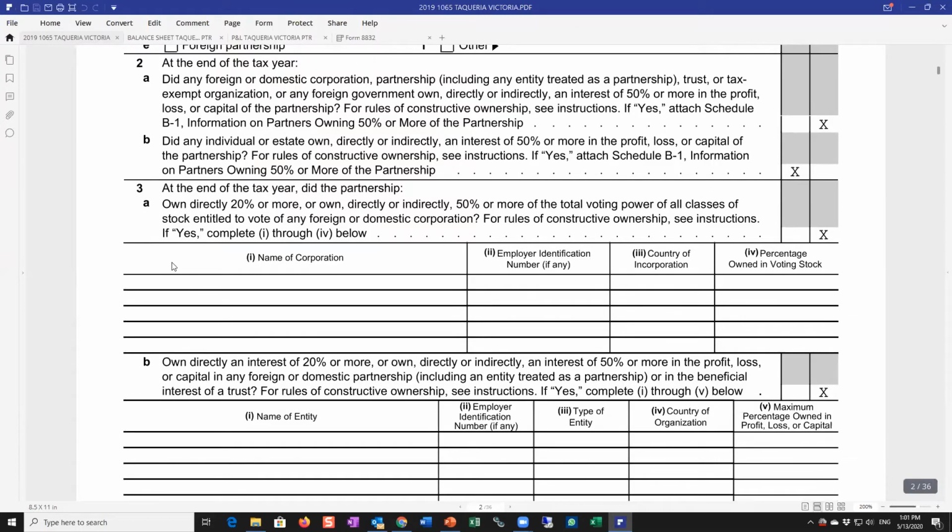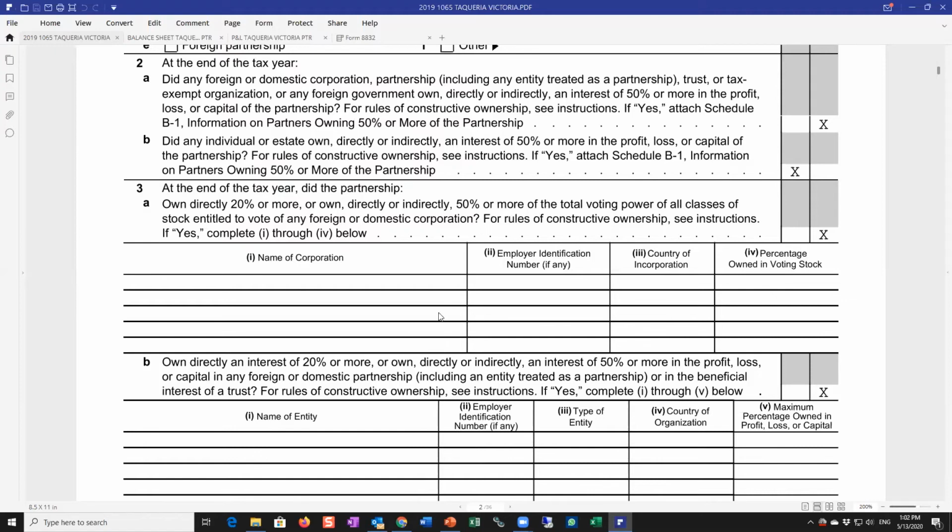At the end of the year, did the partnership own, directly or indirectly, 20% or more of the voting power of classes of stock in a foreign or domestic corporation? That means that I, as a partner, own stock in a corporation where I have control: 20% directly or indirectly, or 50% of the voting power. All that has to do with corporations. And tomorrow when Roberto talks about corporations, he's going to let you know about voting power versus ownership of stock, etc.